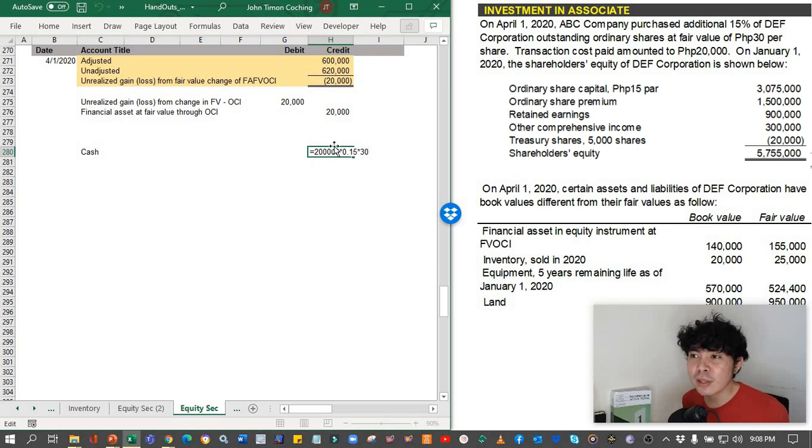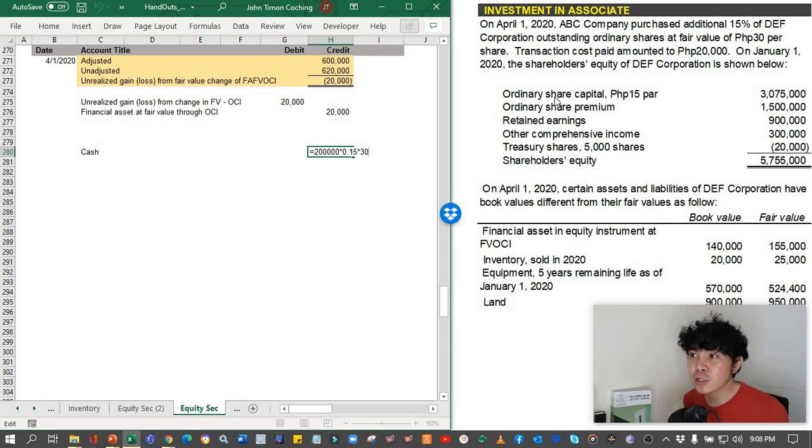So, saan ang galing 200,000? So, ito yung number of shares outstanding ni DEF Corporation. So, saan galing yan? So, kung titingnan nyo rito, ang sabi niya rito, meron tayong 3,075,000 pesos na ordinary share capital at 15 pesos per share daw siya. Ibig sabihin, kung 3,075,000 divided by 15 pesos par value per share, ang sagot doon is 205,000 shares. So again, 205,000 shares ang sagot kapag dinivide mo ang 3,075,000 sa 15 pesos par value. So ano yung 205,000 shares? Yun yung kanyang issued ordinary shares.